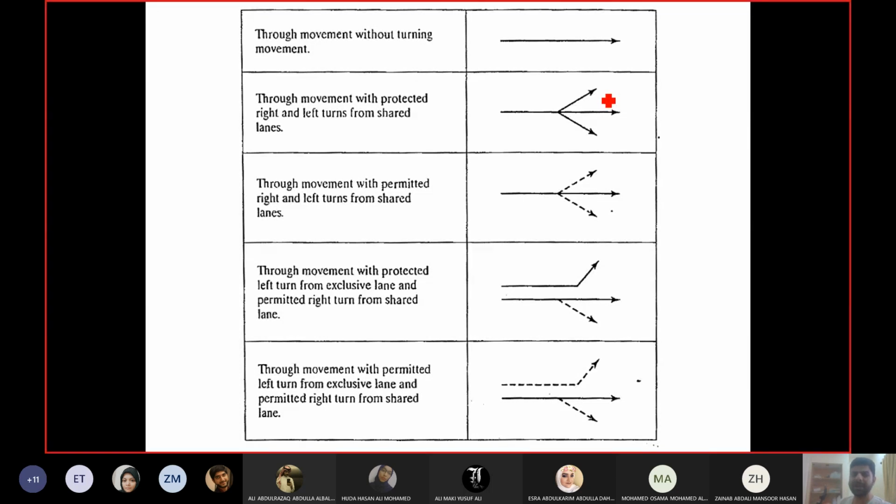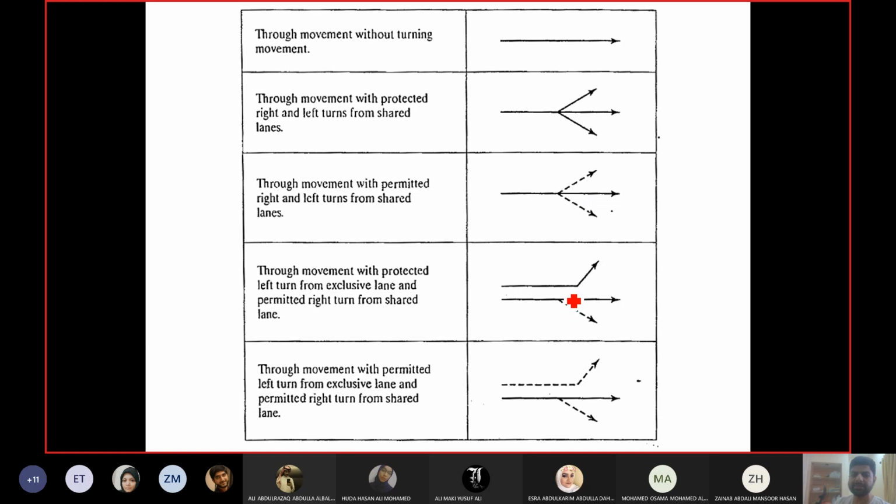Now you can see some arrows, for example in the second and the third picture, are different arrows coming from the same line. This indicates a shared lane. Shared lane means one lane is allowing more than one movement. In this case, all three movements are allowed from the same lane. In this case, again, all three movements are allowed in the same lane.